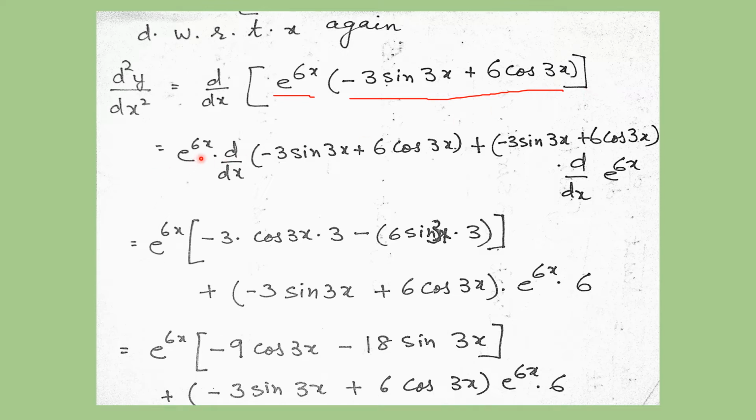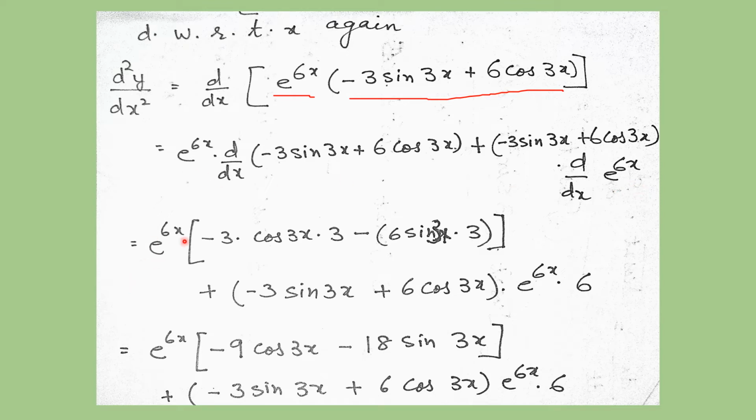e power 6x, which is the first function as it is, multiplied by the derivative of the second function, which is minus 3 sine 3x plus 6 cos 3x. Plus the second function as it is, minus 3 sine 3x plus 6 cos 3x, multiplied by the derivative of the first function, which is e power 6x. Okay, so what will you get?